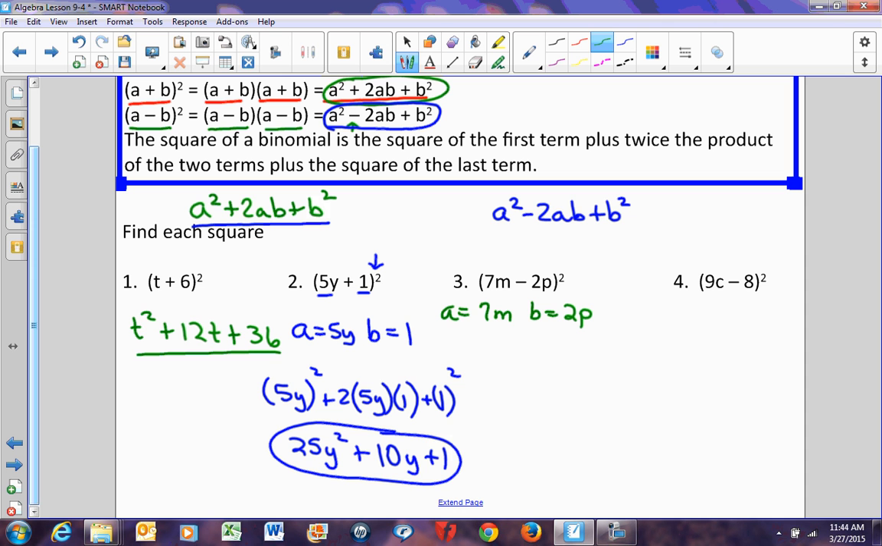So if I follow this, it says a squared, which is 7m quantity squared, minus 2 times a, which is 7m, times b, which is 2p, plus b squared, which is 2p quantity squared. So now I do the math. 7 squared is 49. This becomes 49m squared. 7 times 2 is 14. 14 times 2 is 28, minus 28mp. I like to do the variables in alphabetical order. Plus 2p quantity squared is 4p squared.